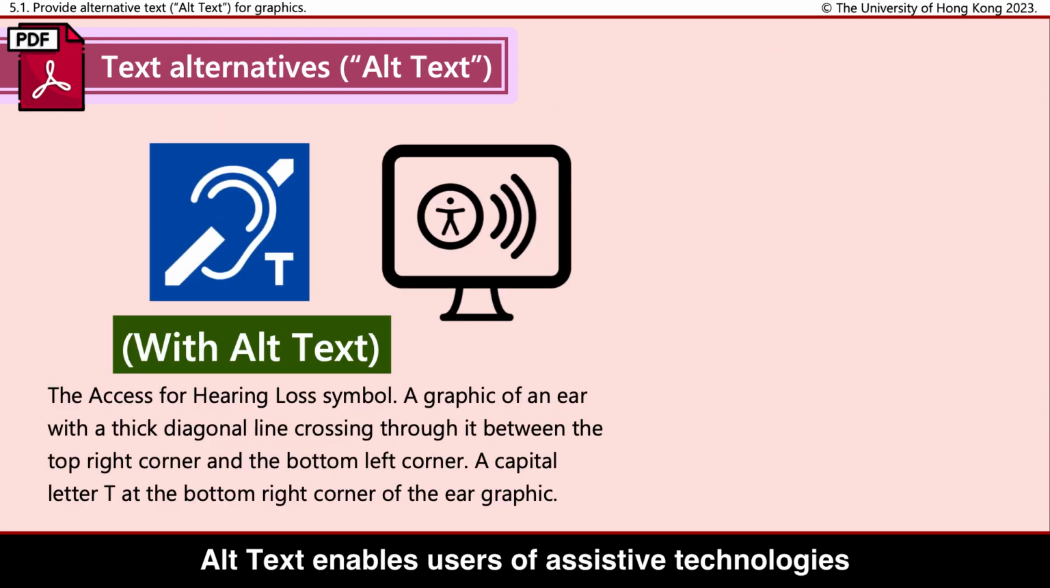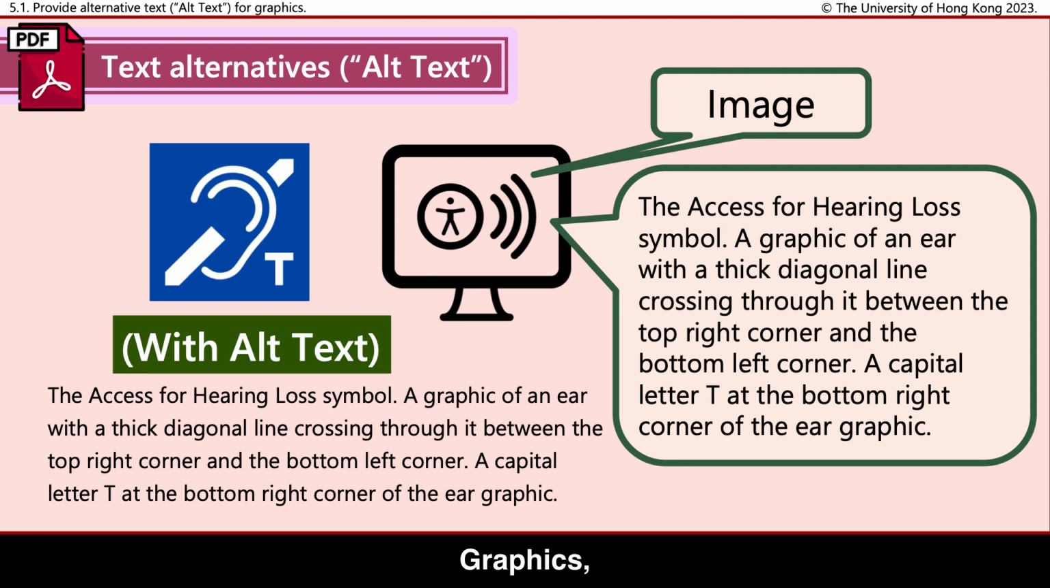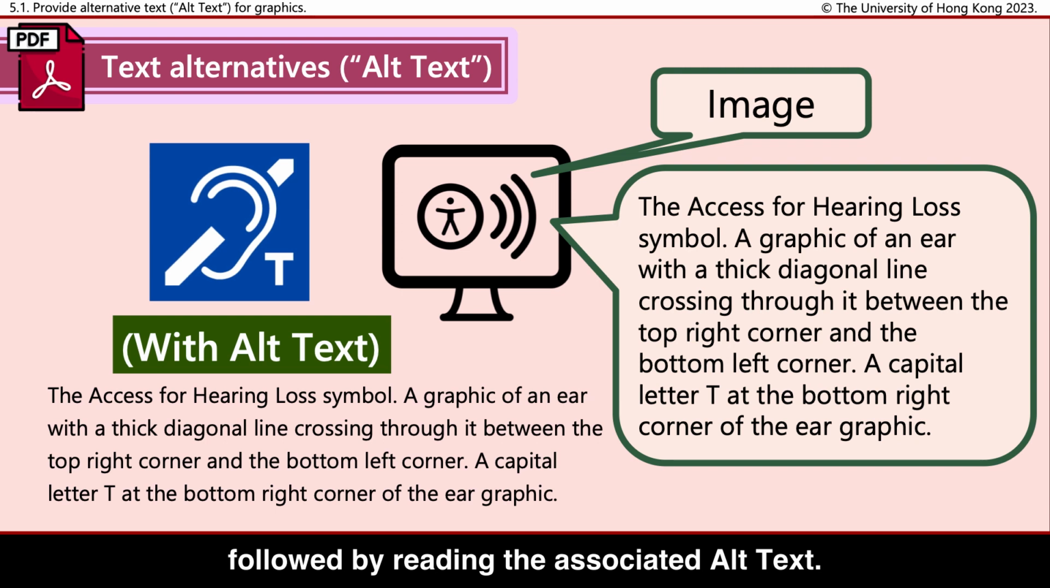Alt text enables users of assistive technologies to understand graphical content. When screen readers recognize an image with alt text, screen readers will read graphics, followed by reading the associated alt text.